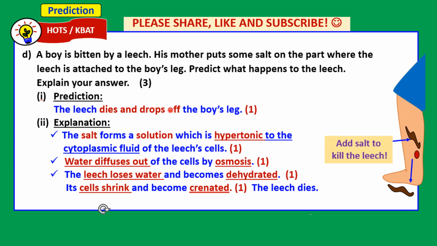Now, so prediction is that when the salt is put on, the leech will die and drop off from the boy's leg. So what actually happens? The salt forms a solution which is hypertonic to the cytoplasmic fluid of the leech cells. Okay, 1 mark. Water diffuses out of the cells by osmosis. The leech loses water, becomes dehydrated, and its cells shrink and become crenated, so it will die. Okay. So this is talking about the effect of hypertonic solution on the cells of an organism. Cause water to be drawn out from the cells.